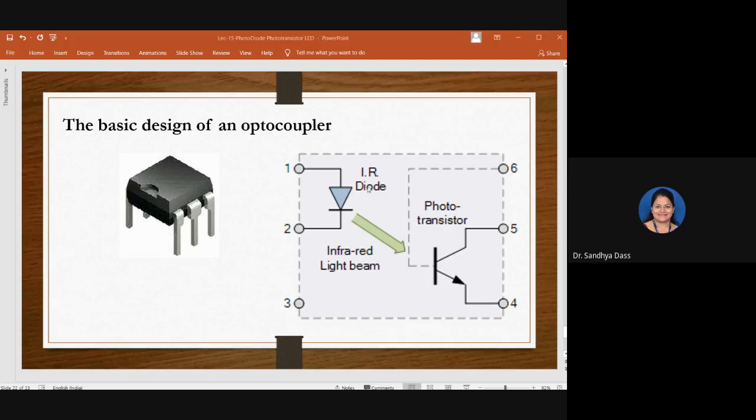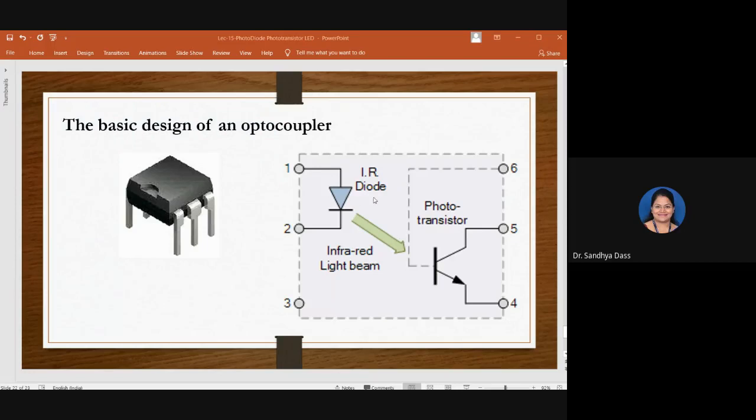So when the current flowing through the LED is interrupted, the infrared light emitted by the LED is cut off, right? So the phototransistor stops conducting or turns off. So the phototransistor can be used to, say, switch off the current in the output circuit.